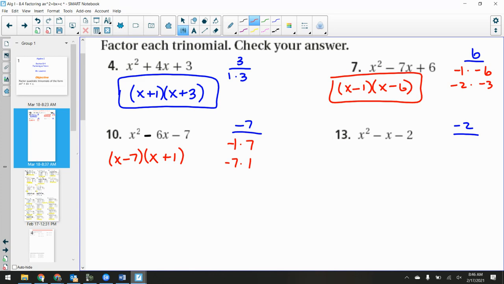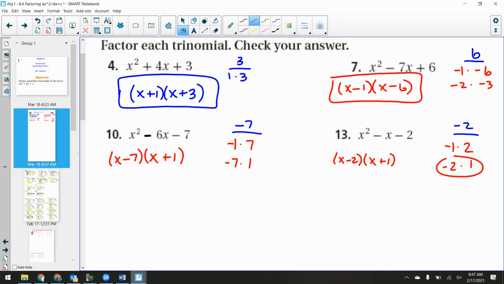Number 13 there, I've got x squared minus x minus 2. Okay, again, negative 2. It could either be negative 1 times positive 2 or negative 2 times positive 1. Which one is it? Negative 2, positive 1. So x minus 2, x plus 1.